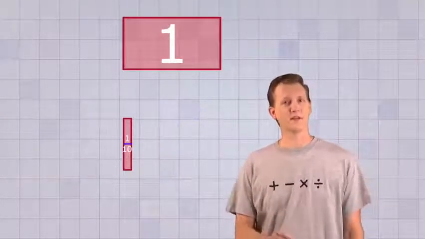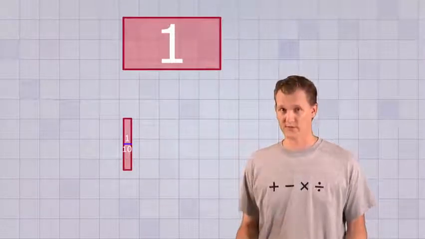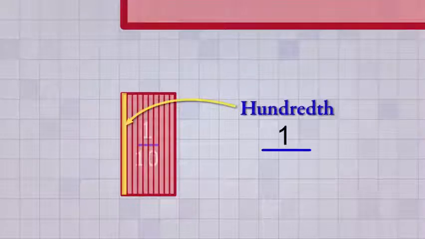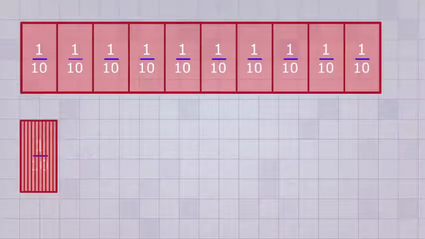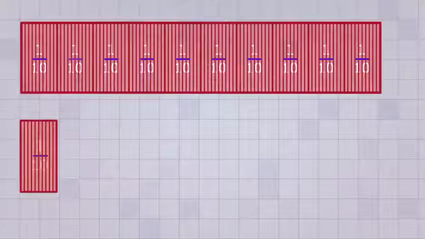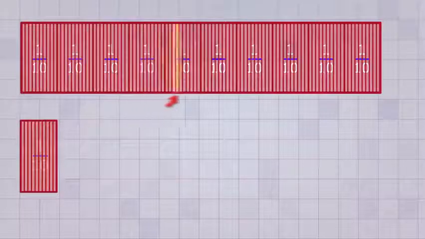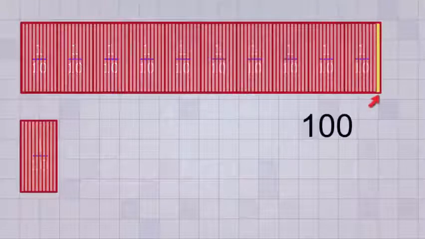So let's take 1/10 and divide it into 10 equal parts. This even smaller fraction is called 100th, which is 1 out of 100. And since it's 1 over 100, it would take 100 of them to equal 1. We can see this by taking all 10 of our tenths and dividing each of them into 10 parts. Now if we count up all of those smaller parts, we'll find that there are 100 of them.